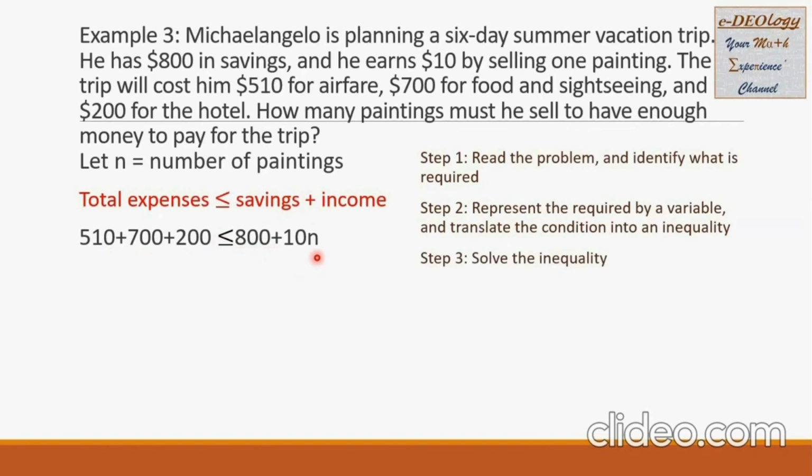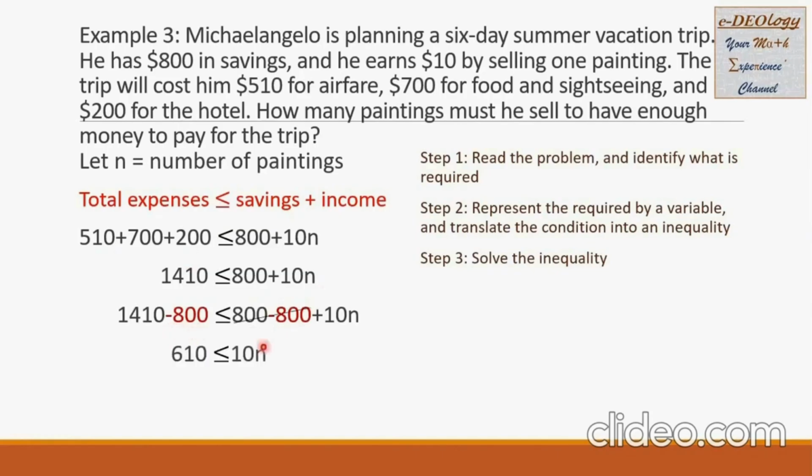We will solve now the inequality. First, let us simplify the left side. The sum of these three numbers will be 1,410. And we will just copy the inequality, also our right side members. Next, we want the 10n to be alone on this side. We want to remove the 800. So we will subtract 800 on the right side. The same value we will subtract on the left side. So this 800 minus 800 becomes 0.